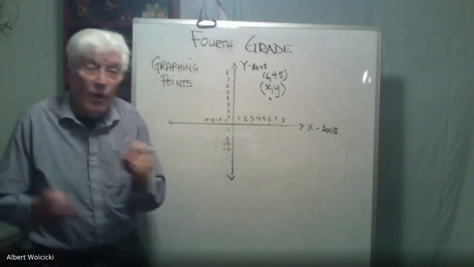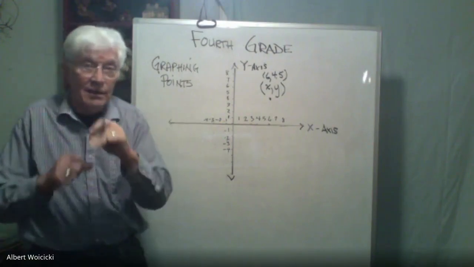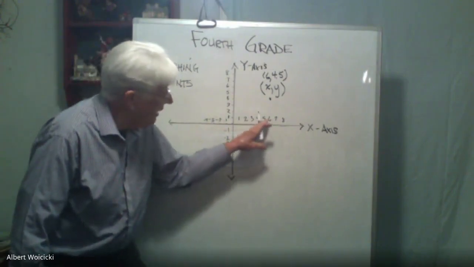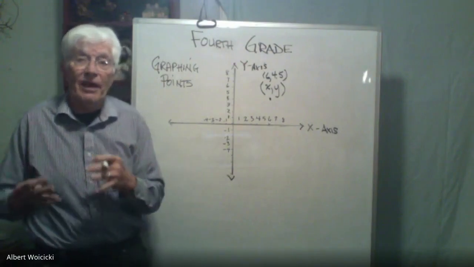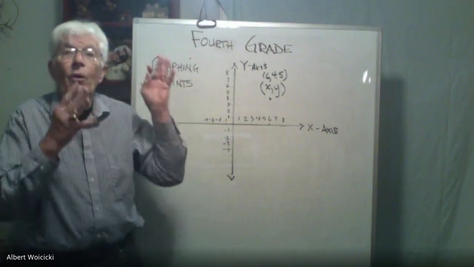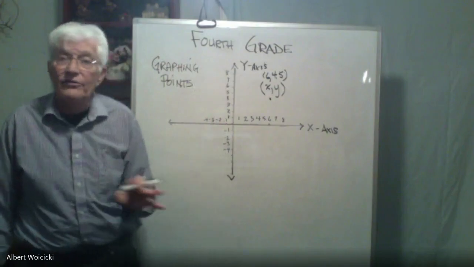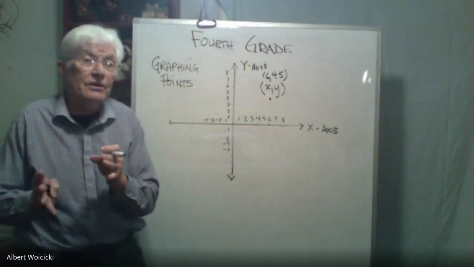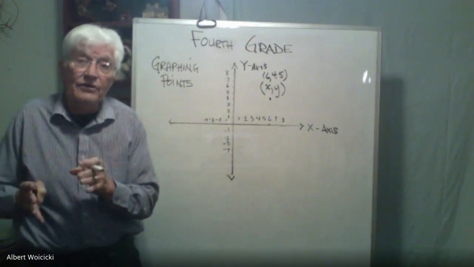I always go X first. X comes before Y. So I go X first and then Y second. And that tells me how I get someplace. So I go along the X-axis and I move up or down, indicating the movement along the Y-axis. But I have to get somewhere along the X-axis first based on what the value is on the X-axis.